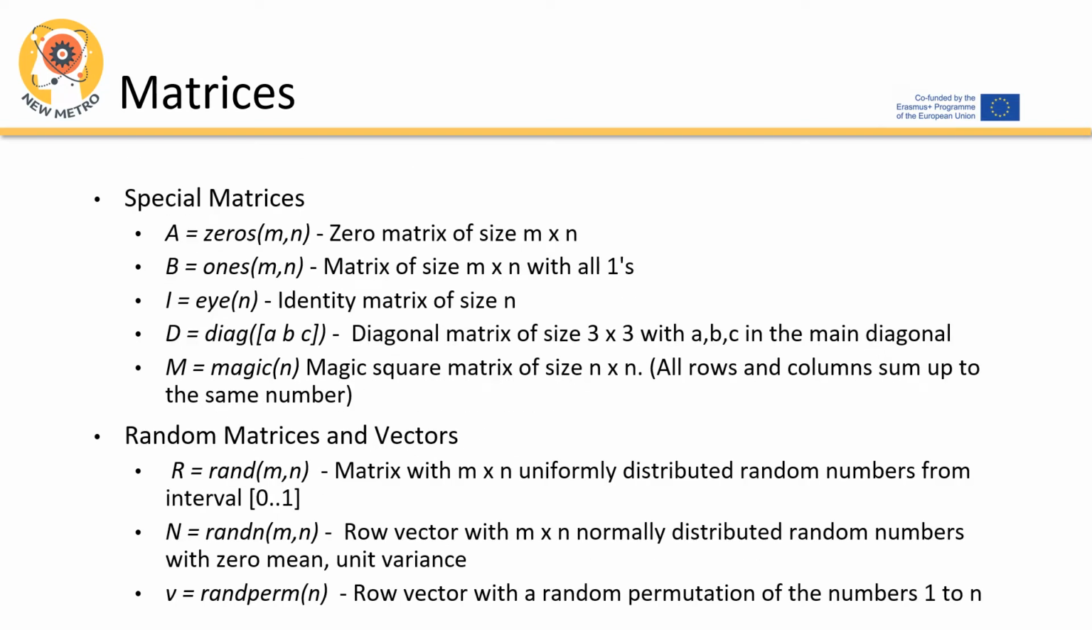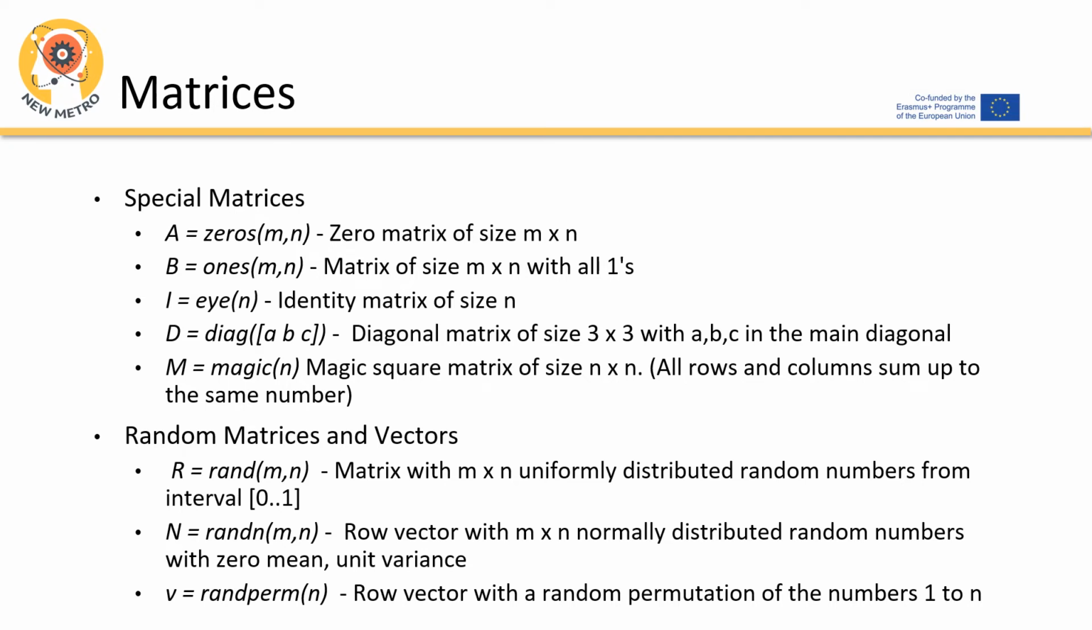We also have some special matrices. Some examples are A = zeros(m, n), which is a zero matrix of size m by n. B = ones(m, n), which is a matrix of size m by n with all 1s. I = eye(n) is an identity matrix of size n. D = diag([a b c]) is a diagonal matrix of size 3 by 3 with a, b, c in the main diagonal. M = magic(n) is the magic square matrix of size n by n. Also, all the rows and columns sum up to the same number.